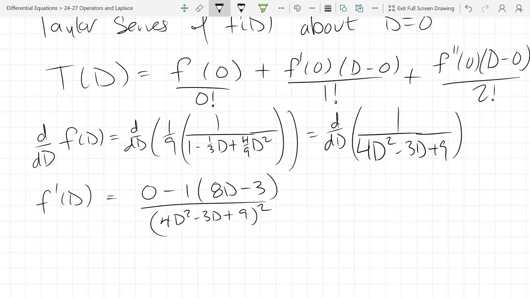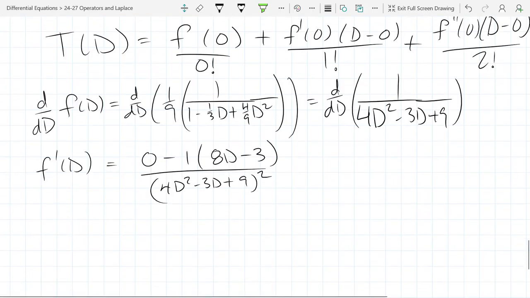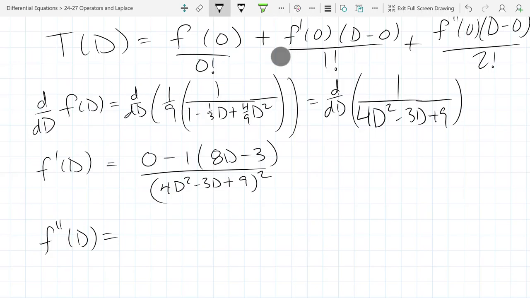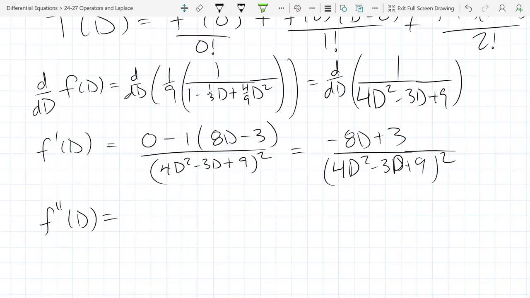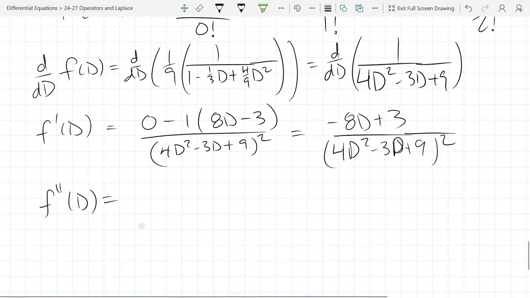All right, any questions on that f prime of d? That's just regular quotient rule. Now I need to get f double prime of d. So actually, let's write this in a slightly nicer form. We have negative 8d plus 3. So go ahead, take the second derivative. So take the derivative of this. And we'll see who's faster at the quotient rule.